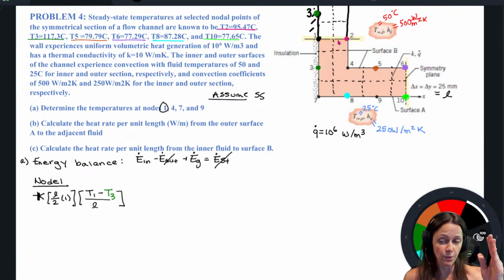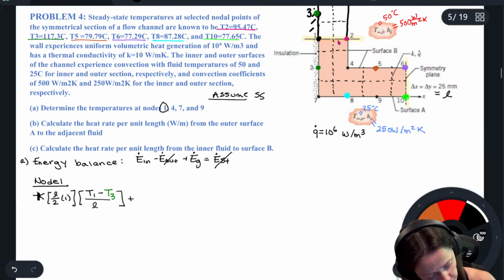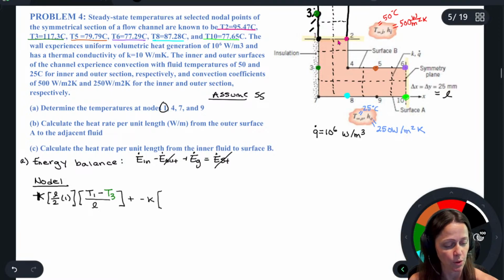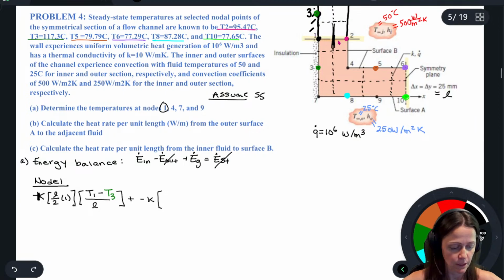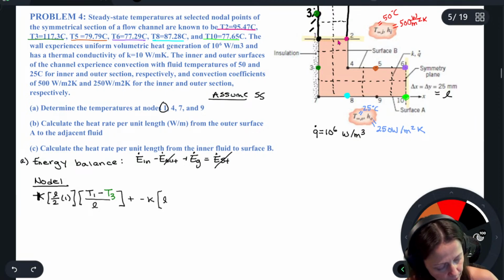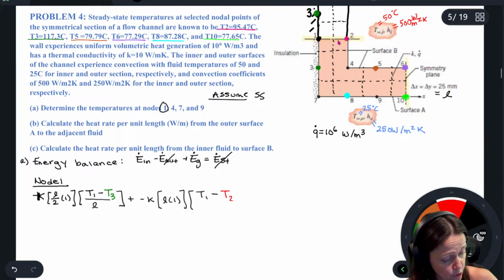Now I'm working my way around, so I'm going to 3 o'clock, right? So the one coming from node 2. So plus a negative k, and this is going through a full area here. So this is going to be L times unit vector 1 times T1 minus T2 over L.